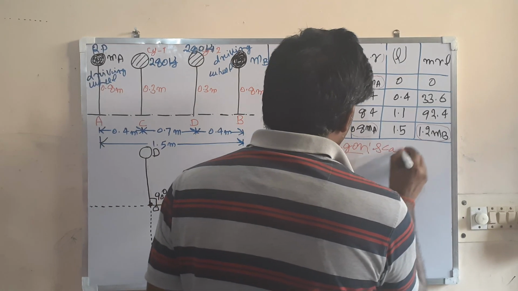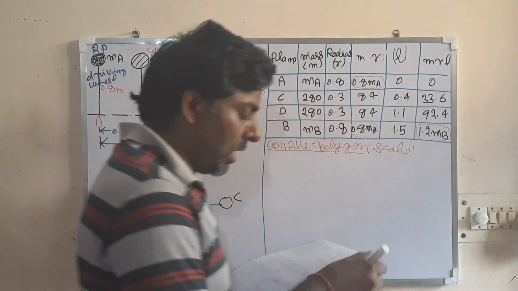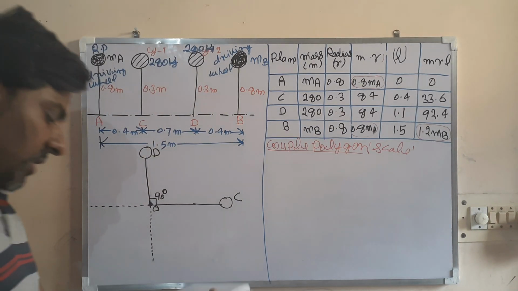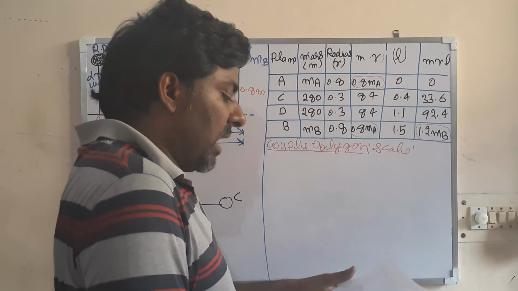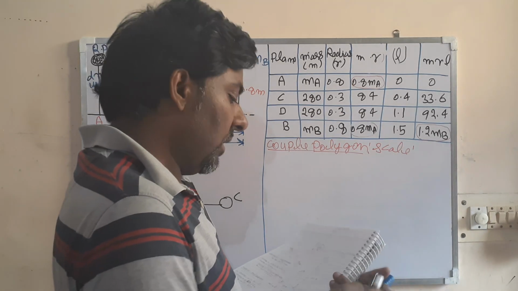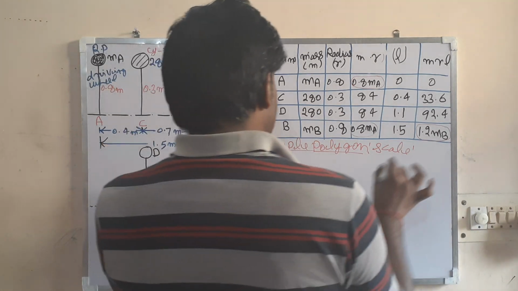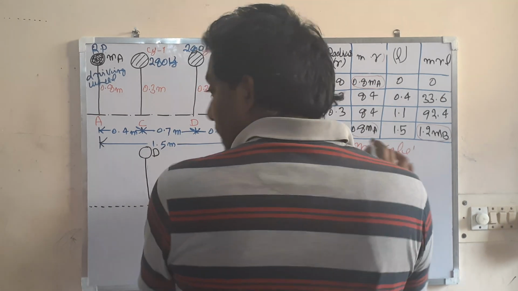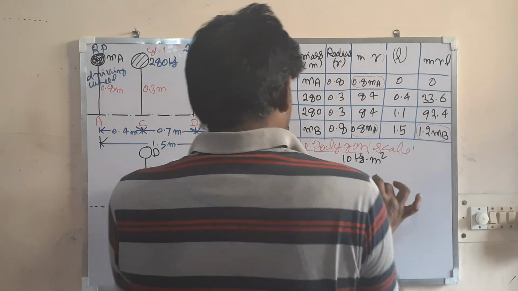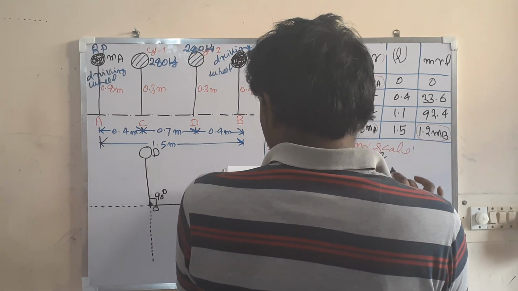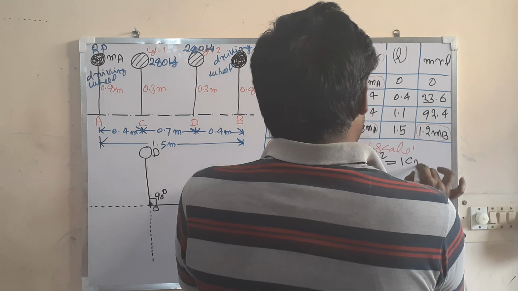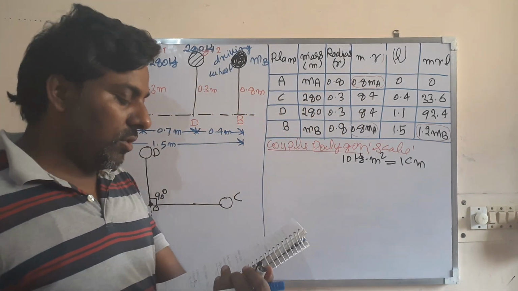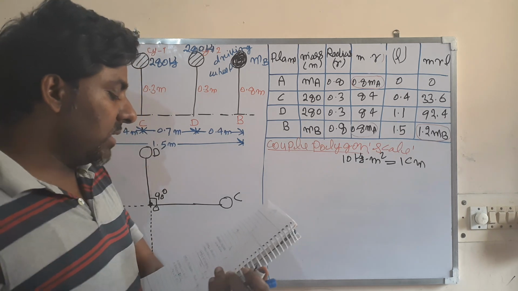You have to take some suitable scale. I have solved this problem by taking some scale. You can take your own scale, but here I have taken 10 kg meter square equal to 1 centimeter. This scale I am going to take. You can take a scale of your own convenience.